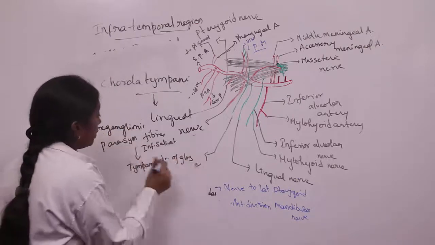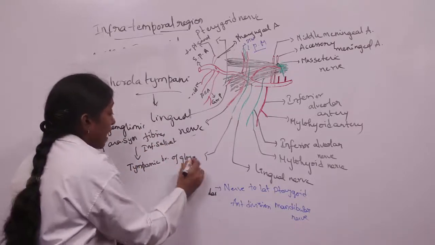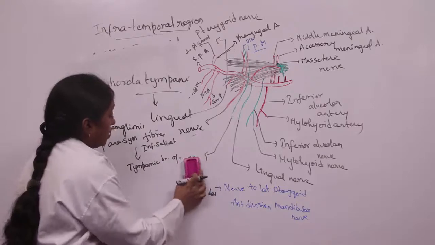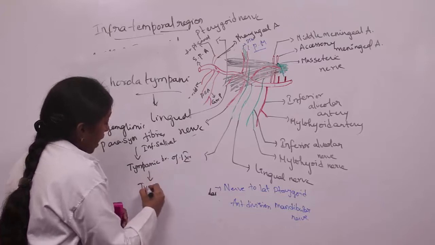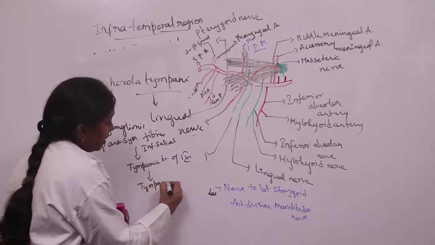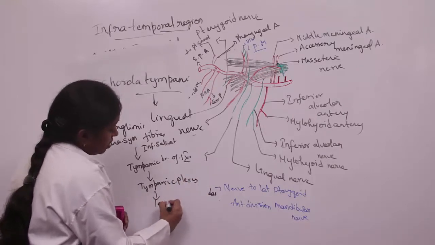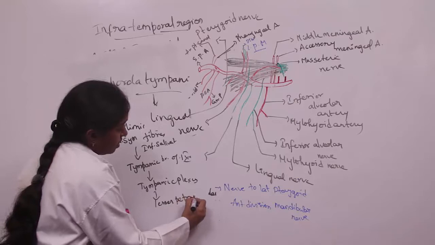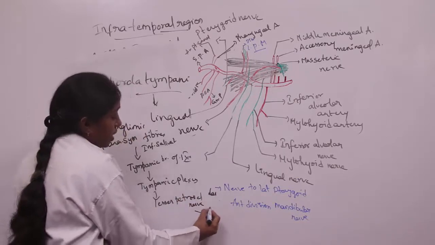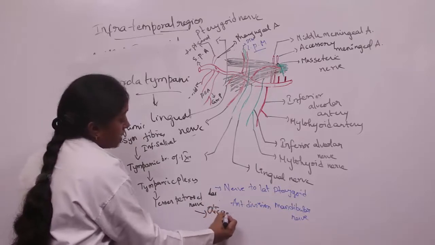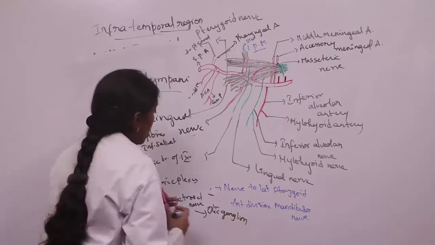So the preganglionic parasympathetic fibers arise from the inferior salivatory nucleus, pass through the tympanic branch of the glossopharyngeal nerve and form the tympanic plexus. From the tympanic plexus the lesser petrosal nerve arises, and through the lesser petrosal nerve the preganglionic parasympathetic fibers relay in the otic ganglion.